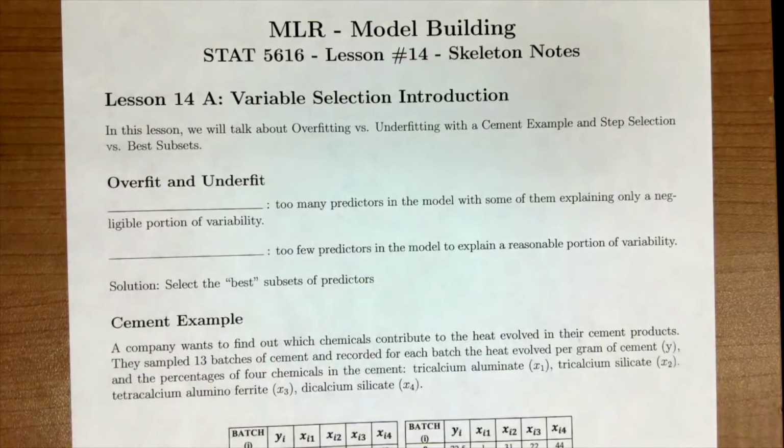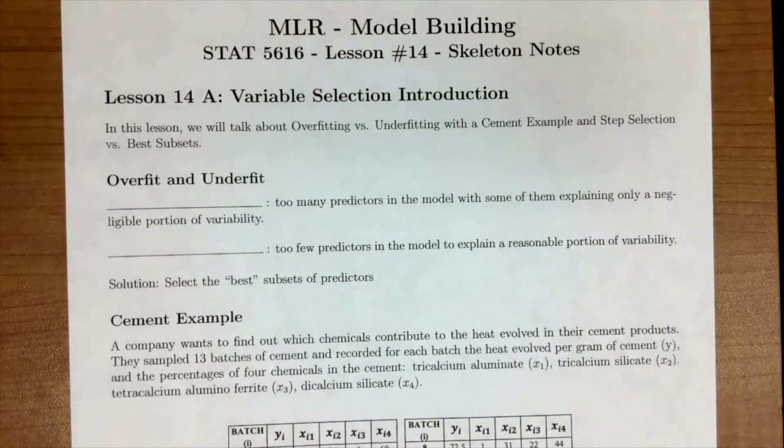So let's get started on lesson 14A, which is motivating variable selection. In lesson 14, we're going to continue our discussion of multiple linear regression. Specifically, this entire lesson will be focused on choosing which variables are going to be in our multiple linear regression. In this specific lesson 14A video, we're going to introduce 2 terms called overfitting and underfitting and do just some motivation on why and what variable selection is.